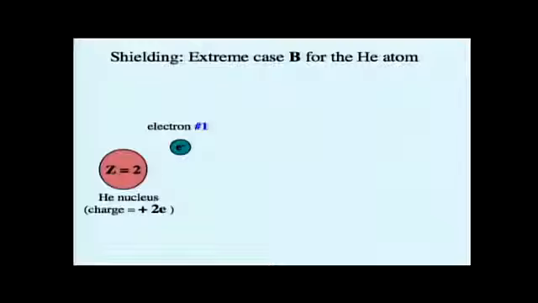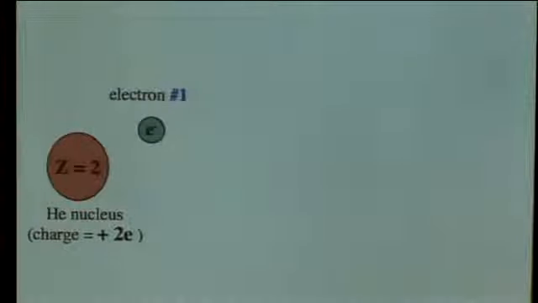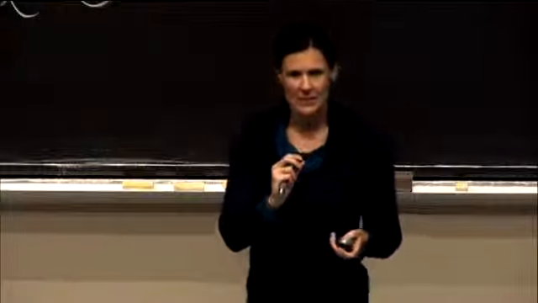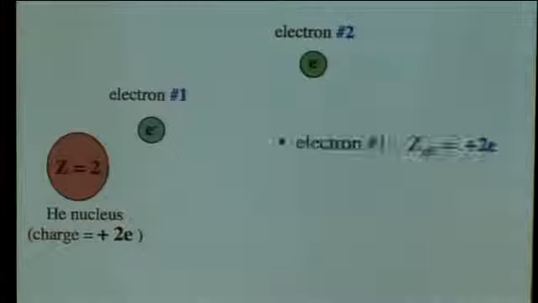All right, let's consider now the second extreme case, or extreme case B, for a helium atom. Again, we have the charge of the nucleus at +2, but let's say this time the electron is going to be very, very close to the nucleus. And let's say our second electron now is really far away, such that it's actually not going to shield any of the nuclear charge at all from that first electron. So what we end up saying is that the Z effective, or the effective charge that that first electron feels, is now going to be +2.